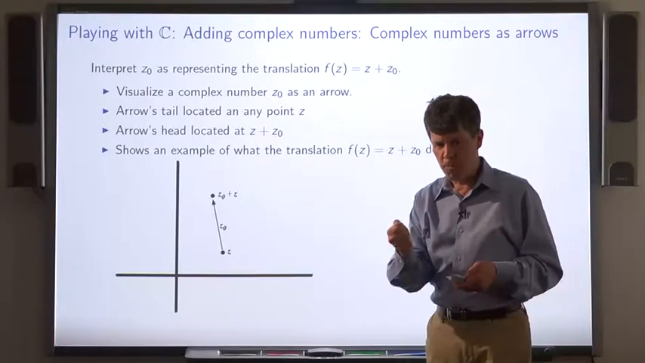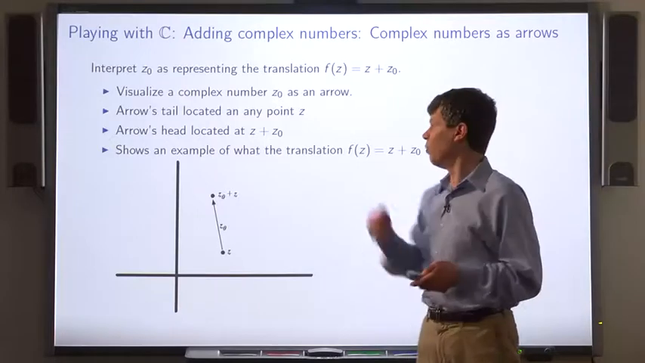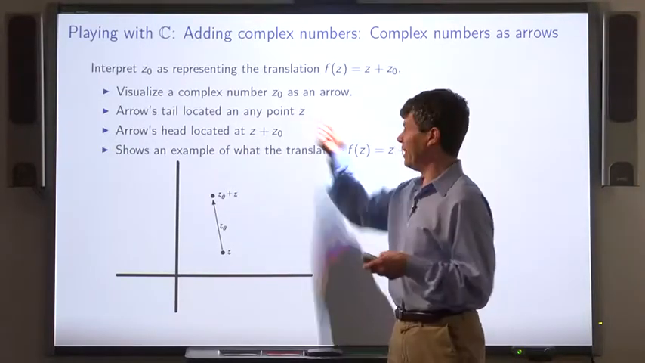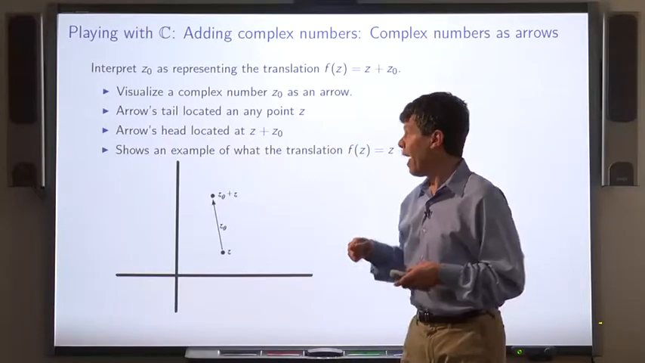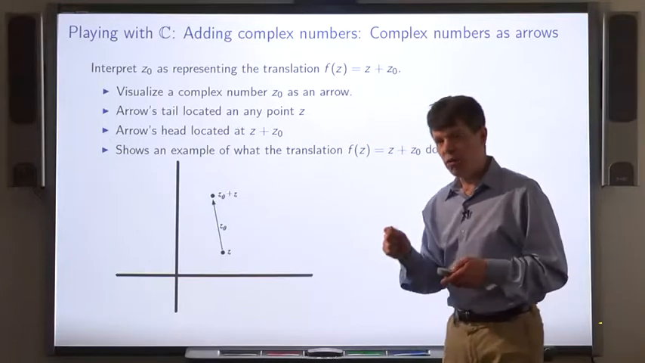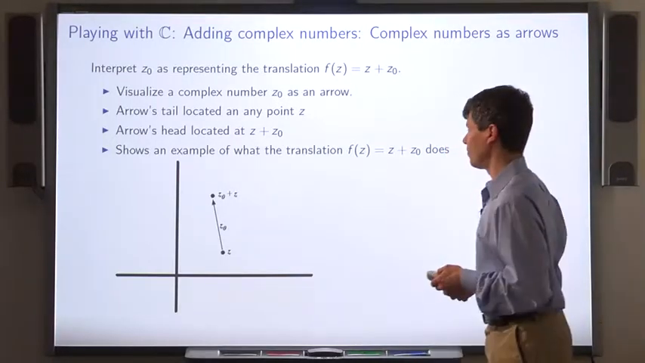Once we interpret a complex number as a translation, we can think of it as an arrow in the complex plane. The arrow's tail can be located at any point z. Then the arrow's head is located at z plus z0. So the arrow shows an example of how the translation acts on a point.